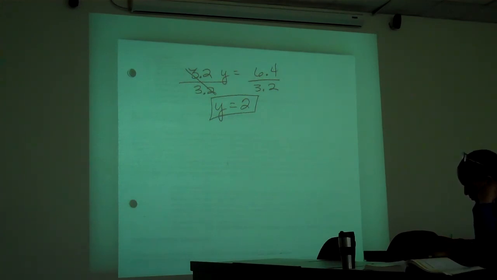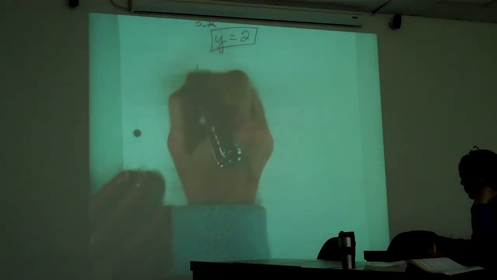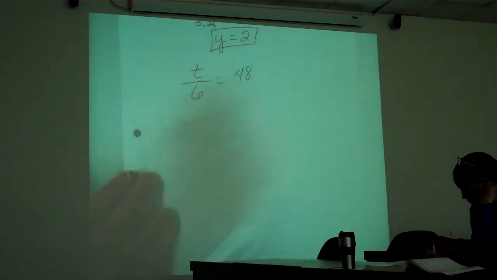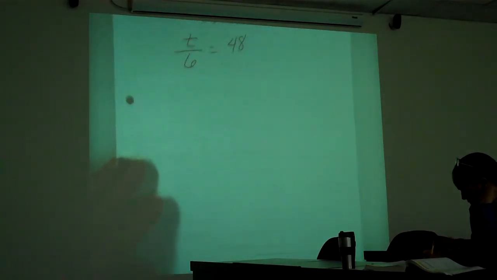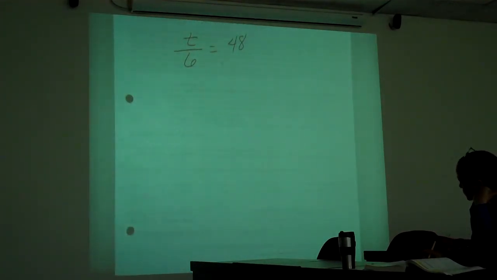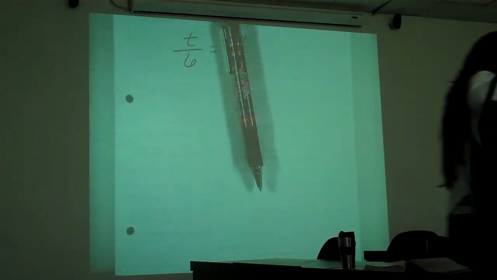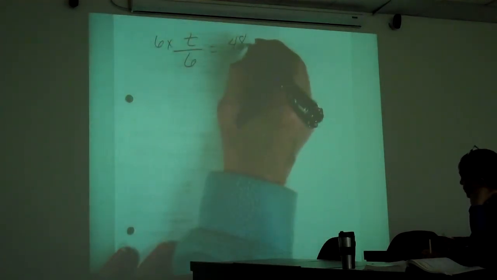And let's do one where there's just a letter on top, like t over 6 equals 48. What divided by 6 is 48? Don't say 8, because 8 divided by 6 is not 48. 8 times 6 is 48. It's not going to be something that just comes to your brain. This is divided by 6, so what do you think we'll be doing? Multiply by 6. Yeah, it was divided by 6, so you're going to multiply by 6.